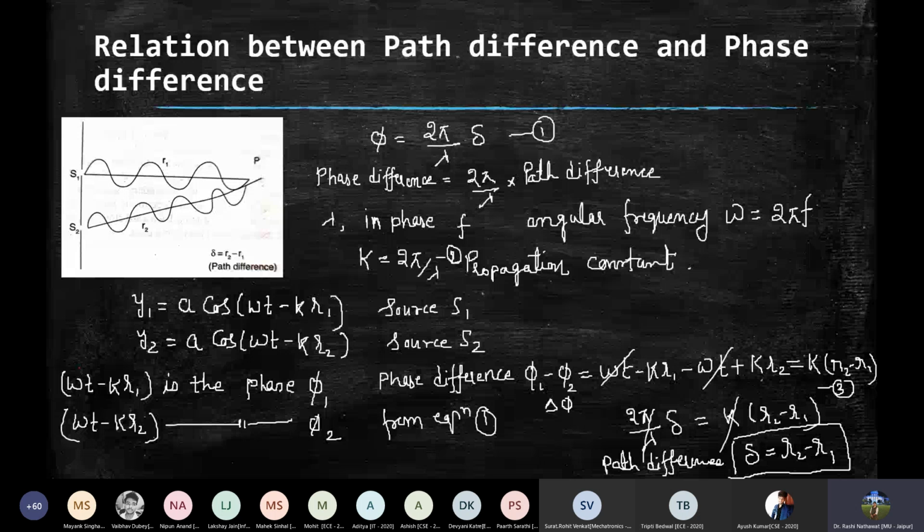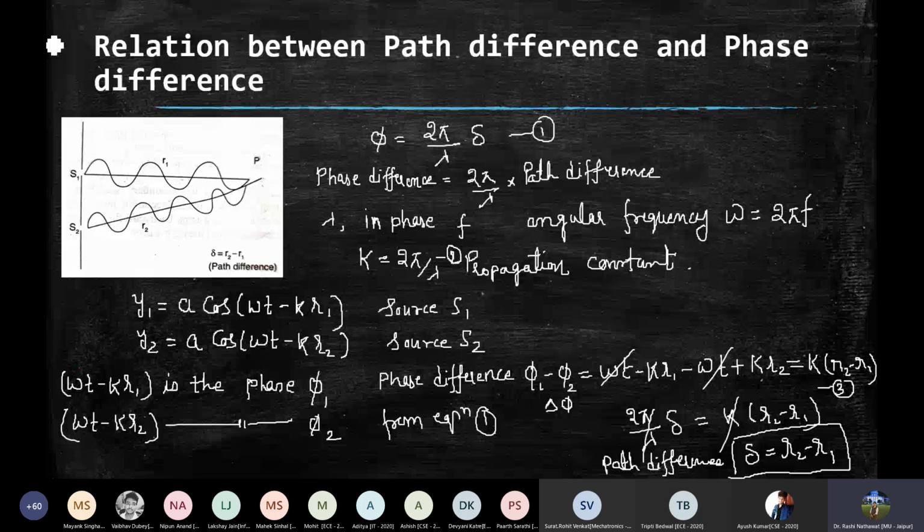Whenever you are dealing with any application in optics, first we will talk about interference, then we will go to diffraction. When you solve any calculation or application in interference, you will calculate the phase difference and path difference. That is the main result. Any doubt in this slide? This is a very simple calculation, I think.